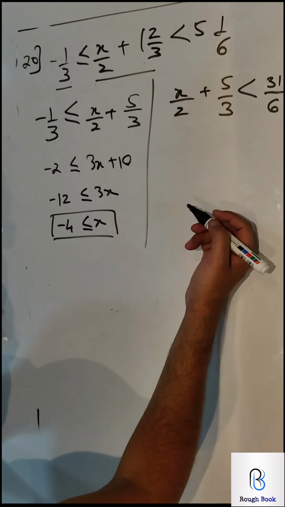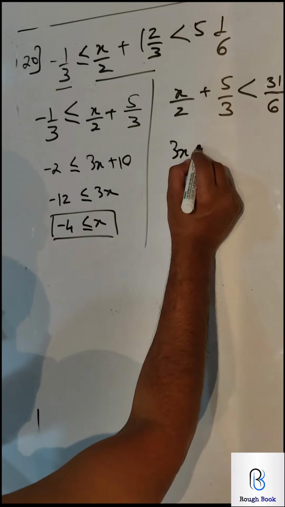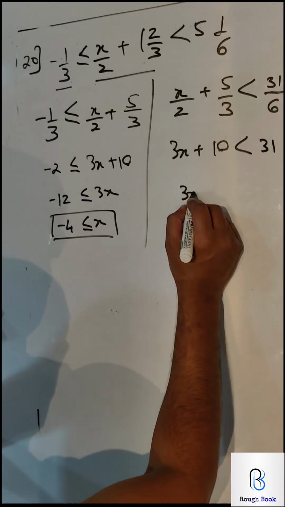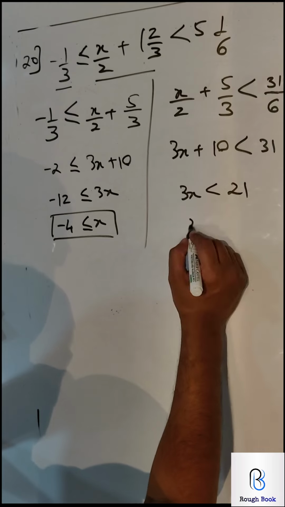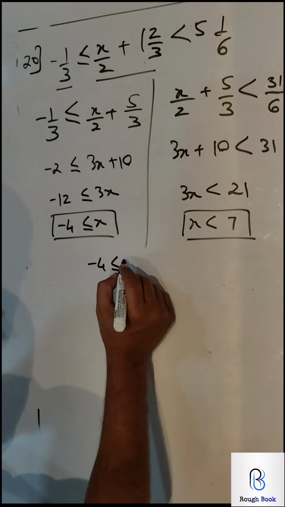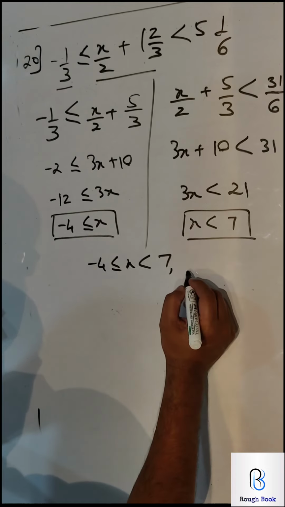So again LCM is 6. So this will be 3x, this will be 2 times, and this will be 31. This goes on the other side, so 21, and therefore I need to get this one. So connecting the two, it should look like this.